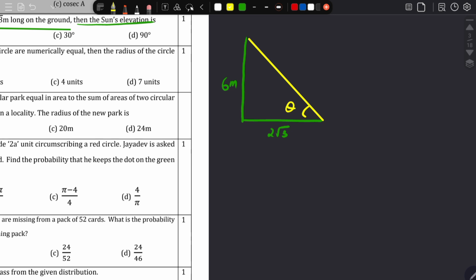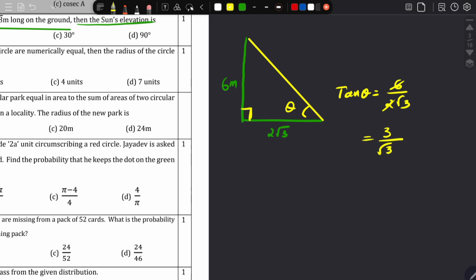So imagine the pole is perpendicular to the ground, then apply. To find the angle, I am applying tan theta. So tan theta is equal to opposite by adjacent. So 6 divided by 2 root 3. So 2 times 3 is 6, so 2 cancels, leaving 3 divided by root 3.